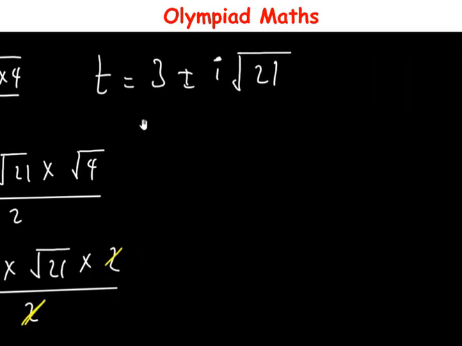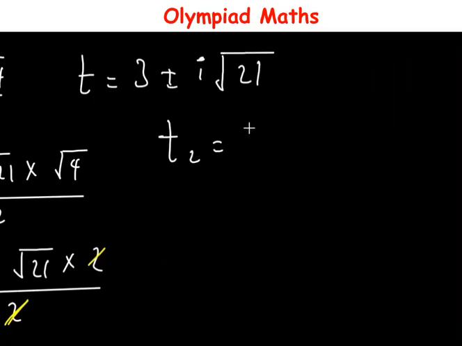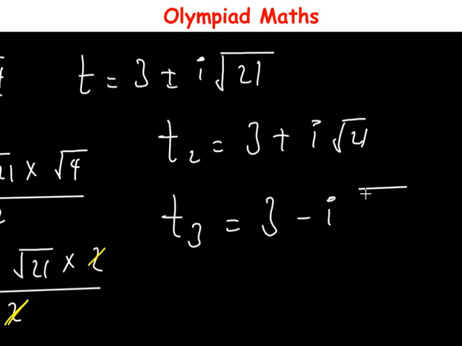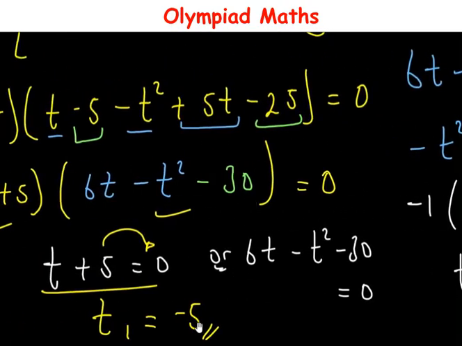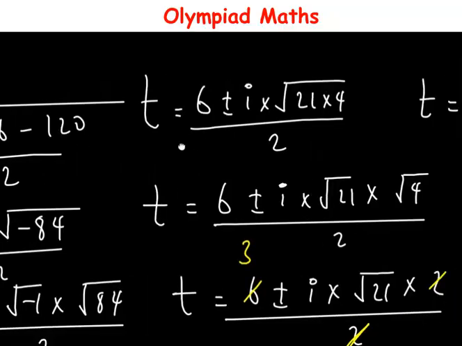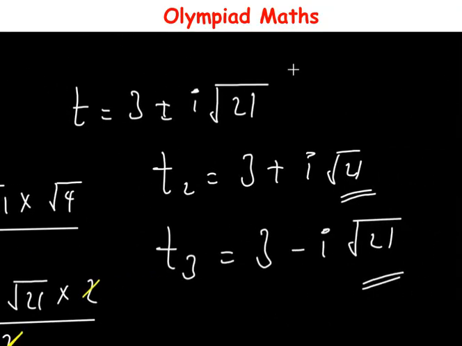So from here, the value of t is then equal to 3 plus or minus i times root 21, such that the second solution of t is equal to 3 plus i times root 21, and the third solution of t is equal to 3 minus i times root 21. So these are the second solution and the third solution of the value of t. While for the first solution, the first solution is minus 5. So t1 is equal to minus 5. These are the solutions for the value of t for the given question. So we have one solution for the value of t and two complex solutions for the value of t.